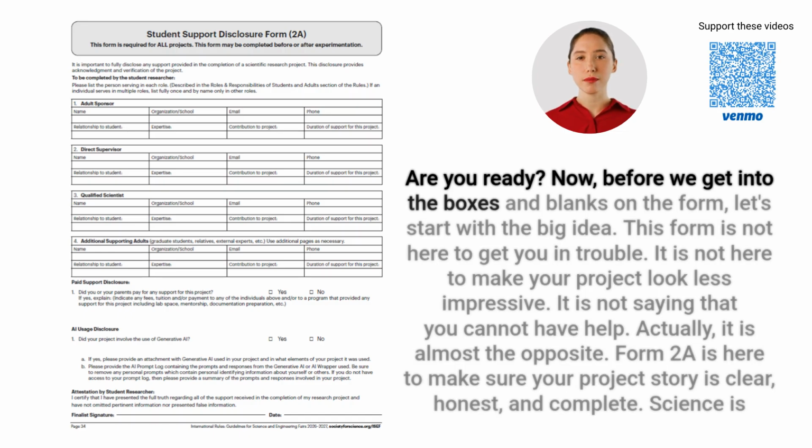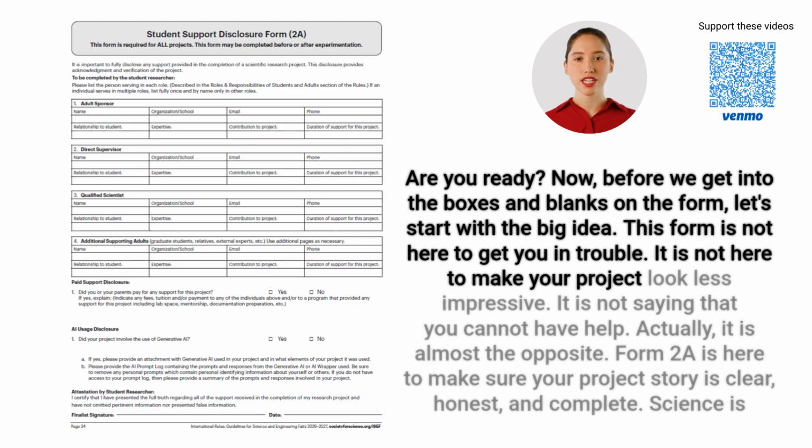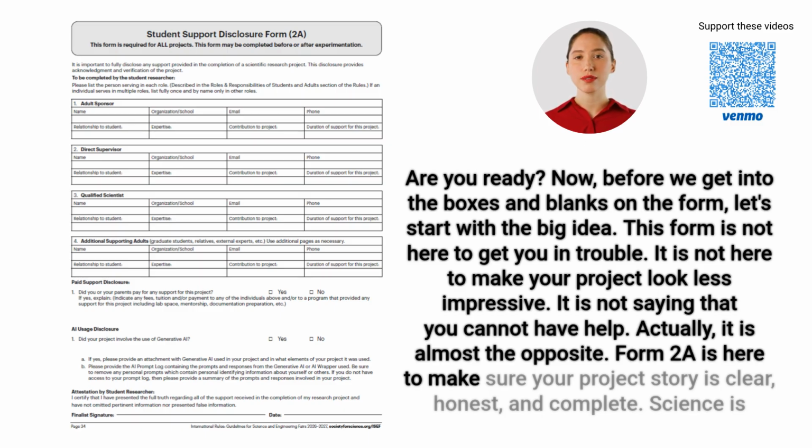Now, before we get into the boxes and blanks on the form, let's start with the big idea. This form is not here to get you in trouble. It is not here to make your project look less impressive. It is not saying that you cannot have help. Actually, it is almost the opposite. Form 2A is here to make sure your project story is clear, honest, and complete.